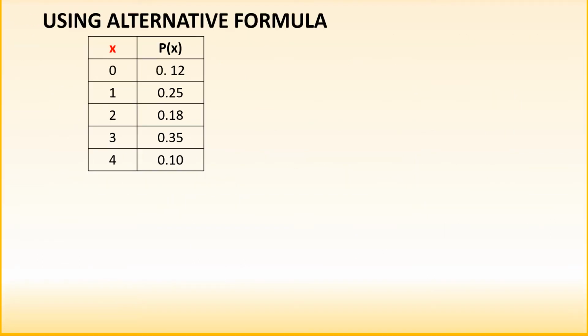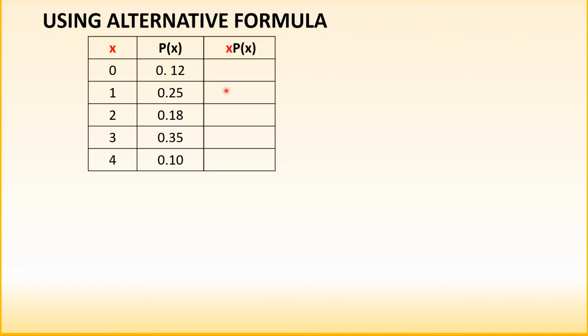So, this time, we're going to use the alternative formula. Same pa rin ang table natin. Outcomes natin ay 0, 1, 2, 3, and 4. Then, probability of outcome X, we have here 0.12, 0.25, 0.18, 0.35, and 0.10. Then, next table natin ay yung product nilang dalawa. Product ng outcomes and probability of outcome X.